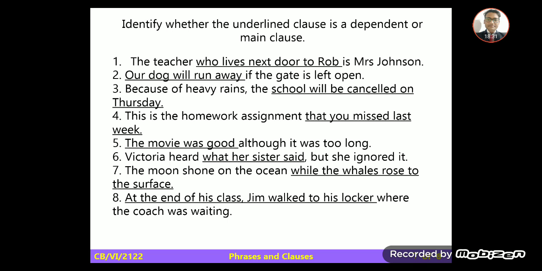Number 8. At the end of his class, Jim walked to his locker where the coach was waiting. At the end of his class, Jim walked to his locker. Is that dependent or independent? These sentences I'm not telling you. You observe and find out later on. There we will find the answer. Now I'm going to open all the answers.